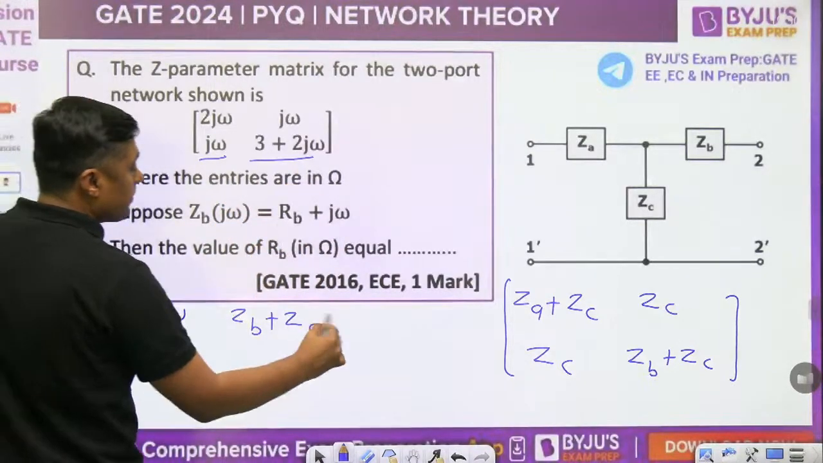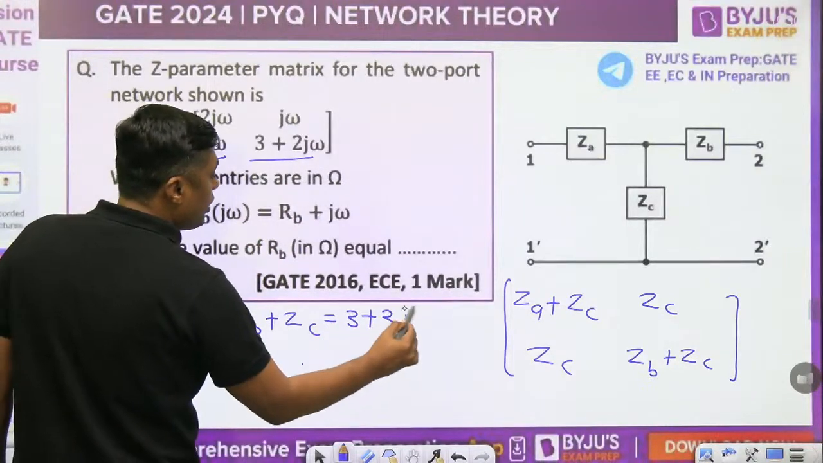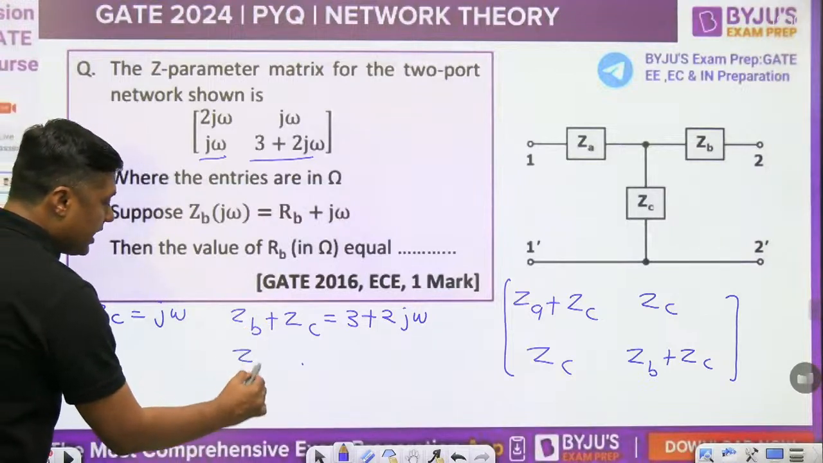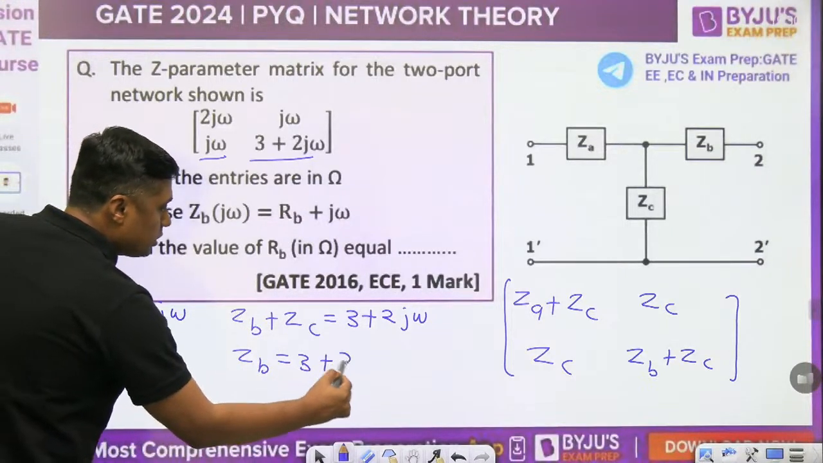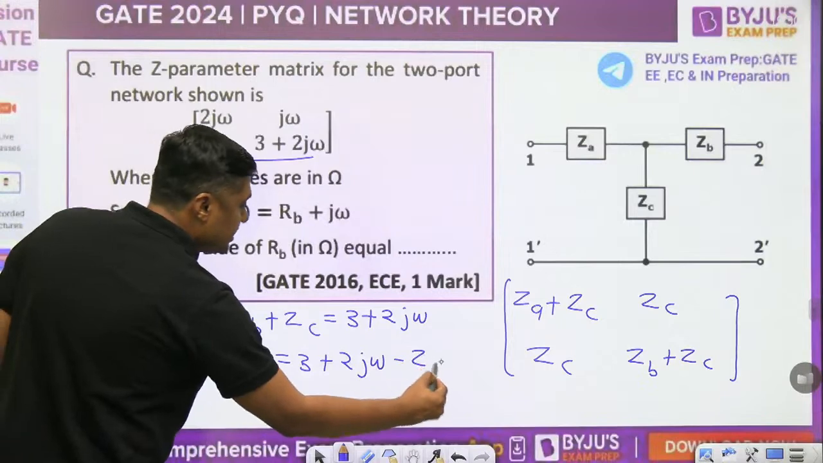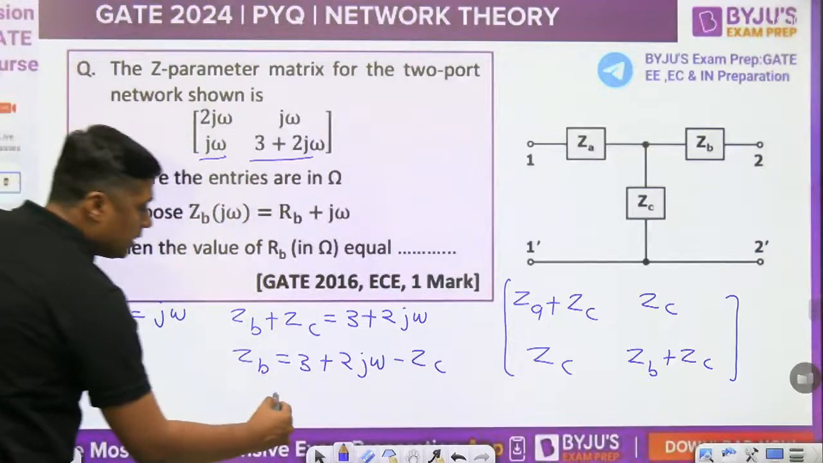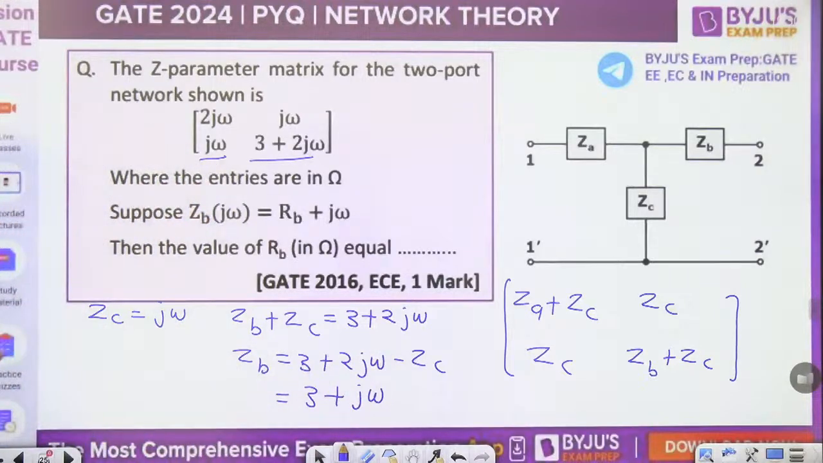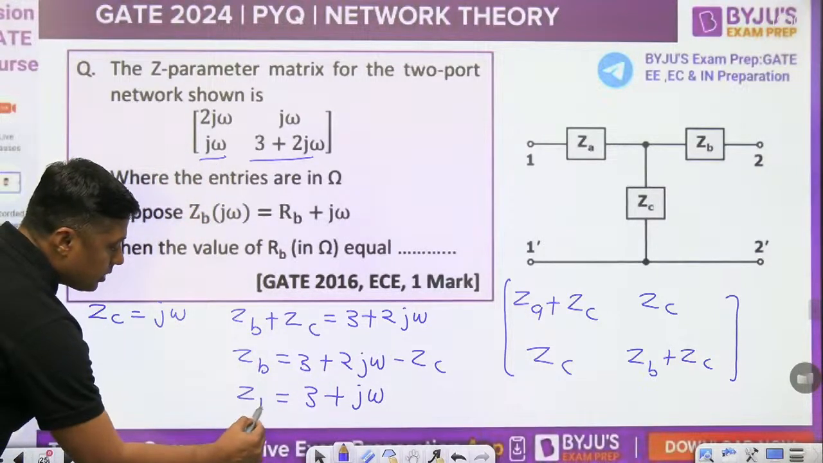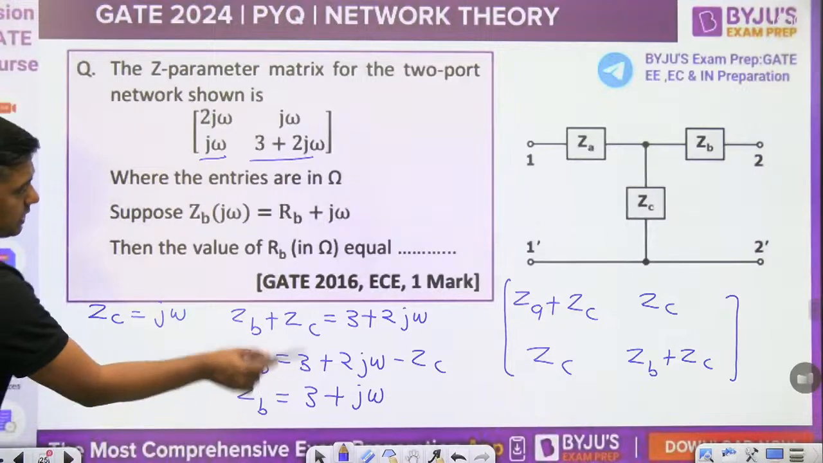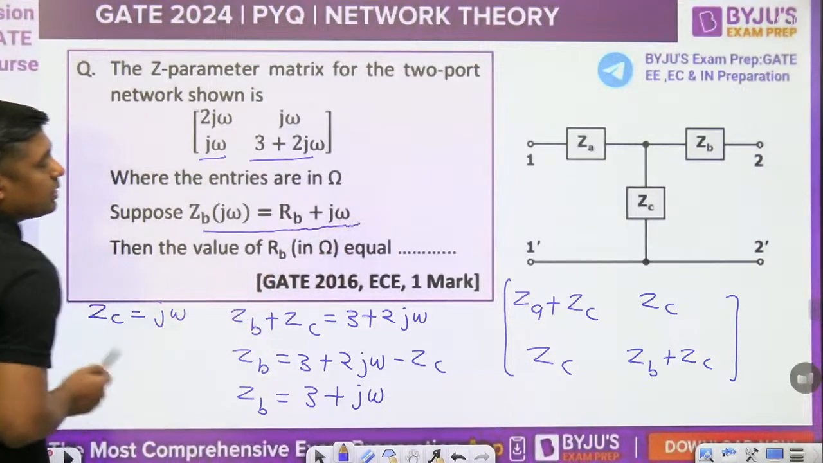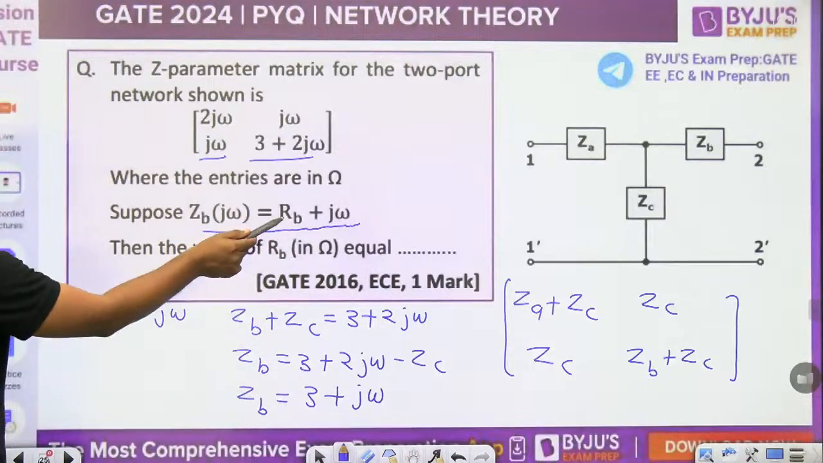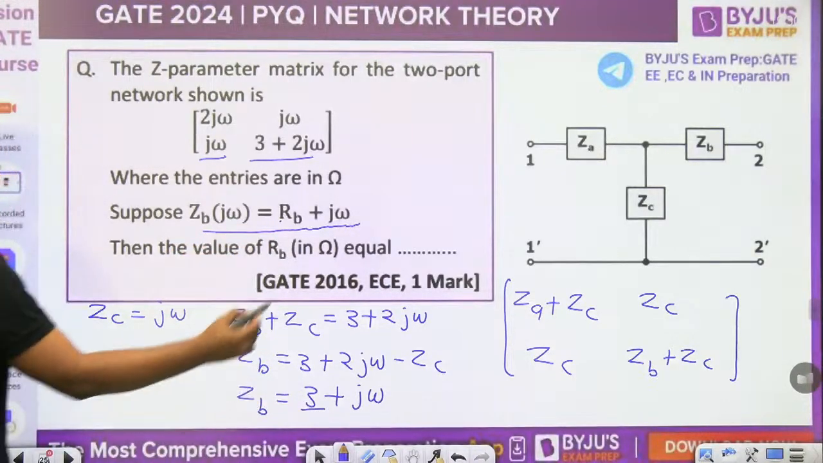Now ZB plus ZC, compare this: 3 plus 2J omega. So what is ZB? ZB is equal to 3 plus 2J omega minus ZC. ZC is J omega, so it will become 3 plus J omega. Now this is ZB. Now you can compare 3 plus J omega with RB plus J omega. So what is the value of RB? 3 ohm. The value of RB is nothing but 3 ohm.